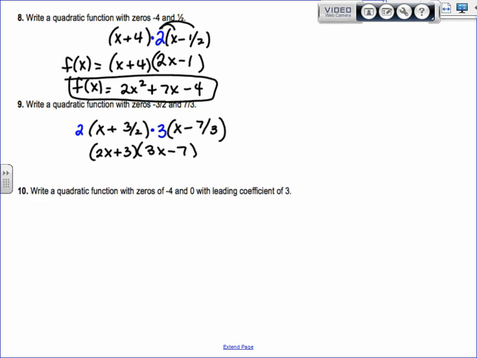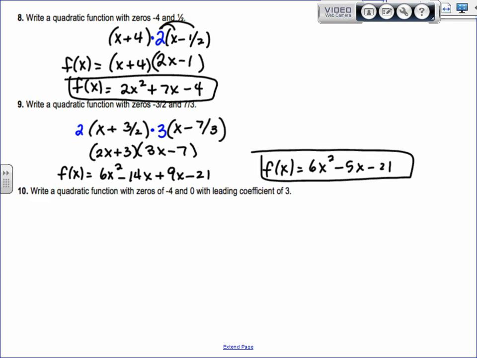And the reason I can do that is because, like I said, there's an infinite number of quadratic functions with those zeros. I didn't say write the quadratic function with the 1x squared out front, right? This is going to end up having a 6x squared, but it still has those zeros. So 6x squared minus 14x plus 9x minus 21. So it's f of x equals 6x squared minus 5x minus 21. That's your answer.